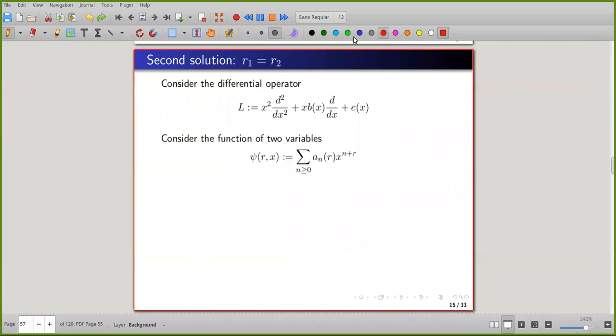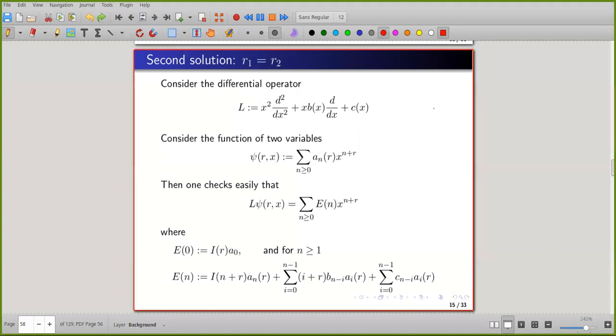So for this, what we do is we consider a function of 2 variables. This is psi of r and x, and this is defined as the sum over n greater than or equal to 0 of a_n(r) times x to the power n plus r. Right now we don't know what these functions a_n(r) are. We have to find these functions, but of course they will be related to something which we have seen previously. Let me emphasize that these are functions of r.